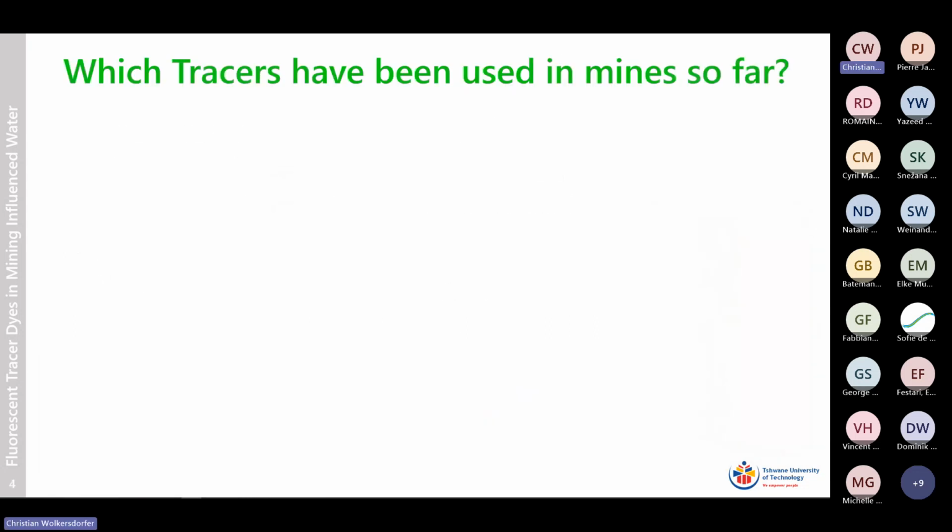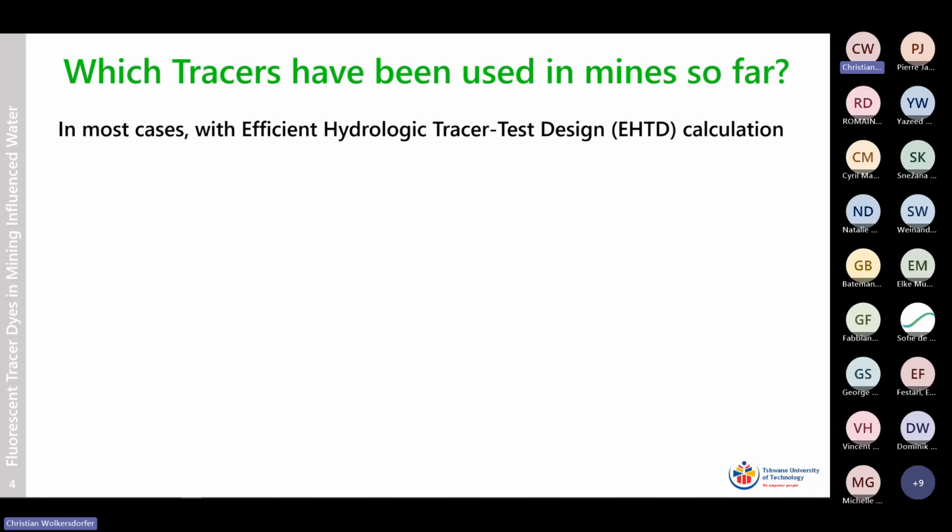So we talked about which tracers can be used, but we need to discuss which tracers have been used in mines so far. As I said before, it is very important before you conduct a tracer test, especially in flooded underground mines, that the amount of tracer to be added should be calculated. We usually use the software Efficient Hydrologic Tracer Test Design, EHDT, to calculate the amount of tracer to be added. And this can be used for several types of tracer.